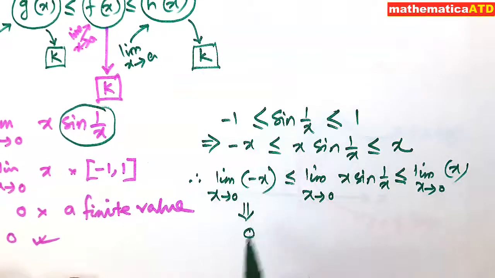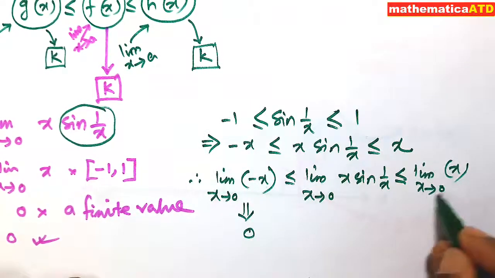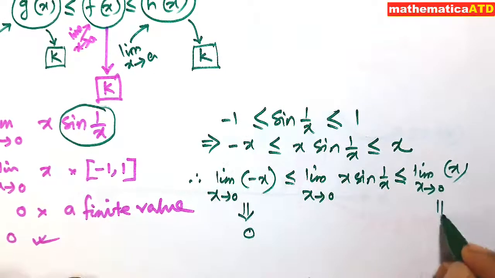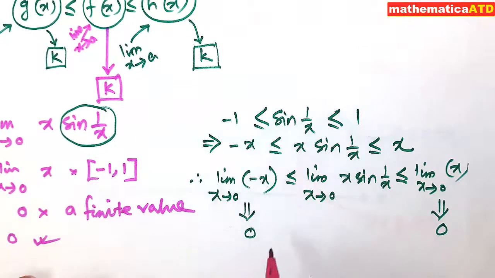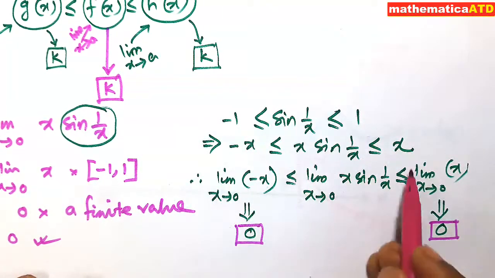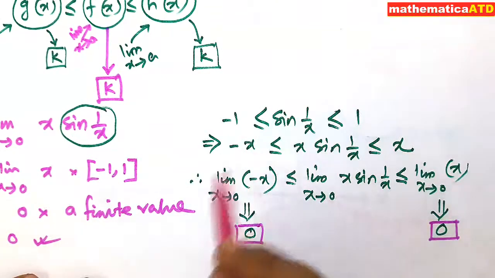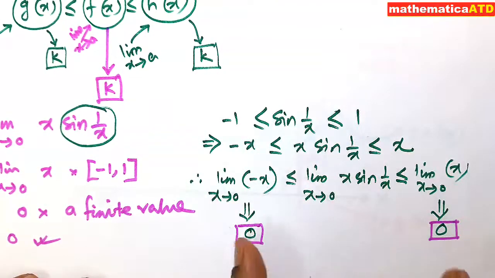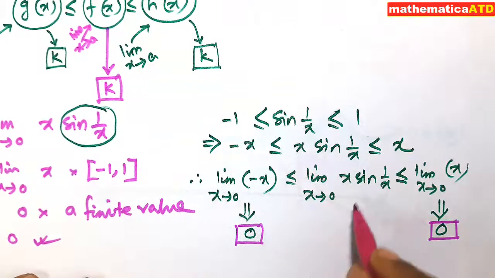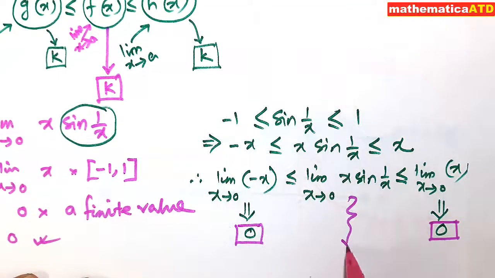The limit as x tends to 0 of minus x is equal to 0, and the limit as x tends to 0 of x is again 0. So see that both the limiting values are the same. This is 0, this one is also 0, and this part is squeezed in between these two, and both of the limiting values are 0. Obviously it will give the output 0, isn't it? The limit as x tends to 0 of x sine 1 by x will give you the limiting value 0.